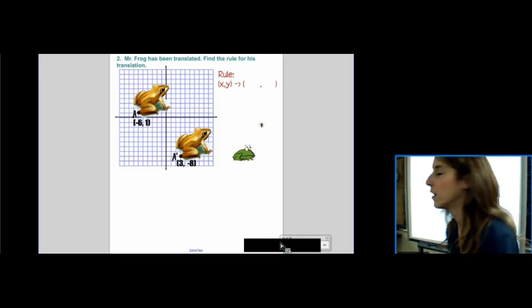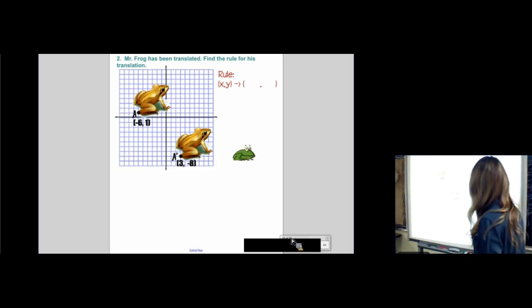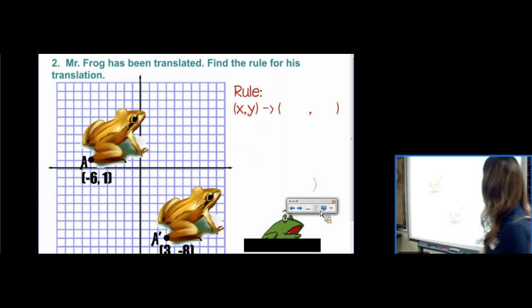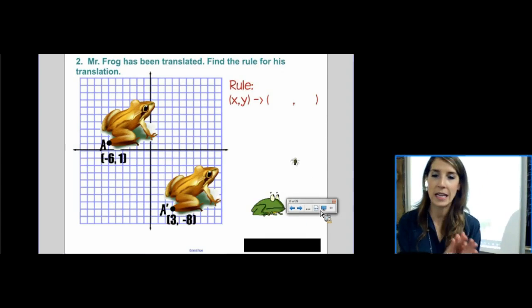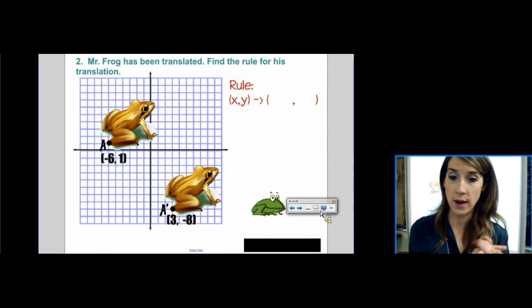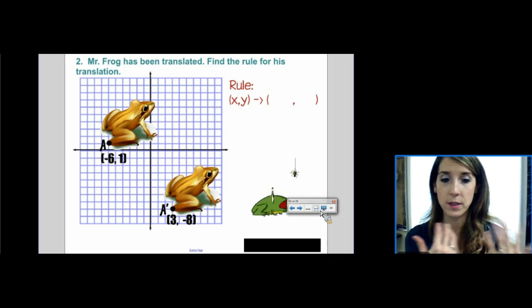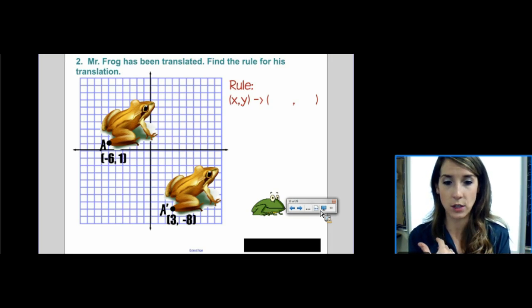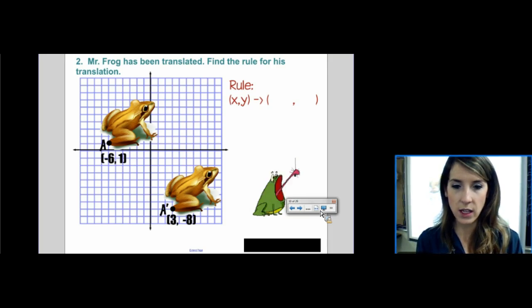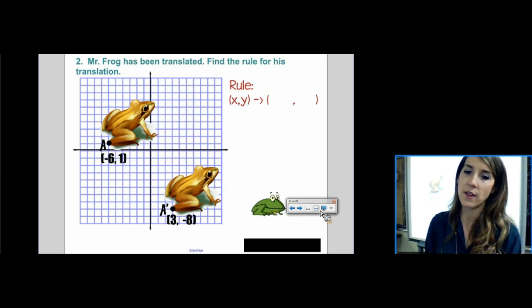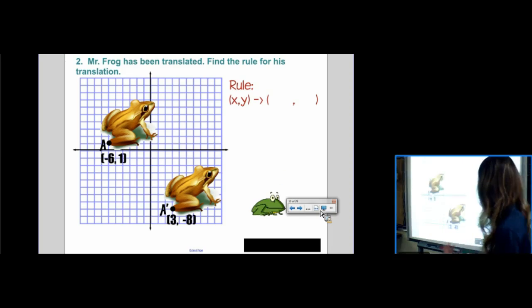Aw, cute little frog. Okay, so hard work's already been done for you here. This frog has been translated. Find the rule for the transformation. So we want to pay attention to which one's A and which one's A prime, which one's the preimage and which one is the image. You're going to think of this more like slope, not distance. We're not trying to find the distance necessarily, not the 2D distance.